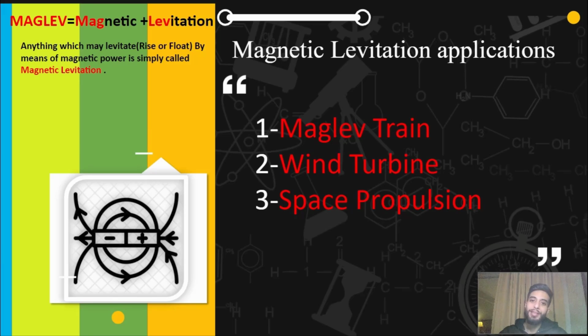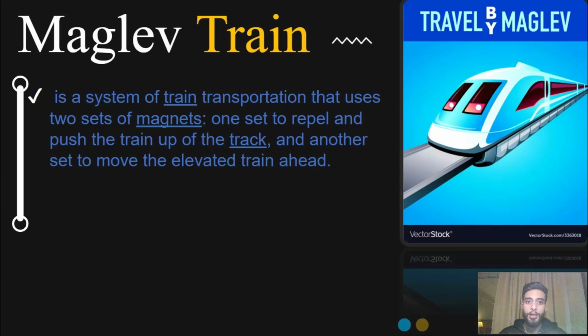Assalamu alaikum, this is Hisham Ali Gladys, and I'm going to speak about another application related to magnetic levitation. This application is one of the most efficient systems related to magnetic levitation, which is the wind turbine. So let's see how it works.